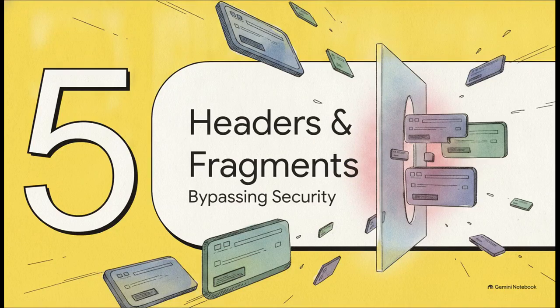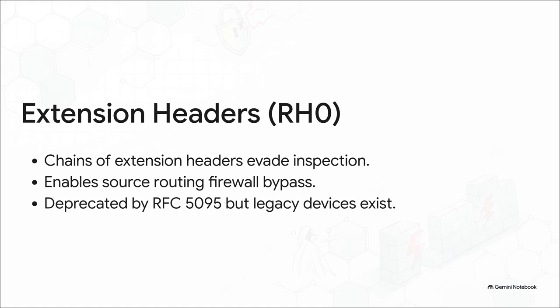And finally, Section 5, Headers, Fragments, and Floods. Let's escalate this from the local link and look at how IPv6 traffic can actively evade your perimeter defenses. Because IPv6 handles packet headers and fragmentation very differently than IPv4, one of the most dangerous tools for an attacker is the extension header, specifically Routing Header 0, or RH0.